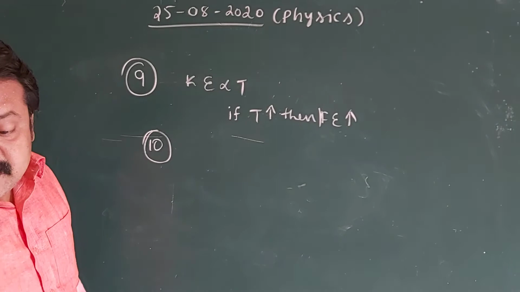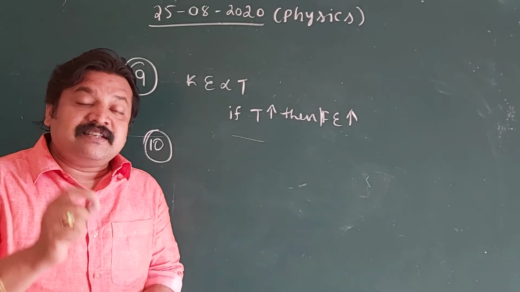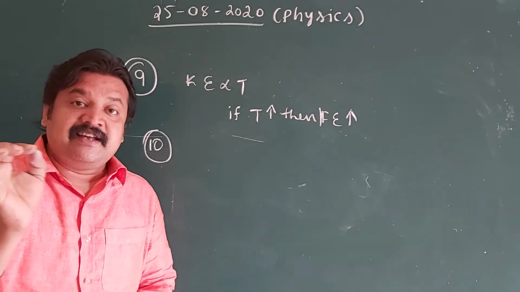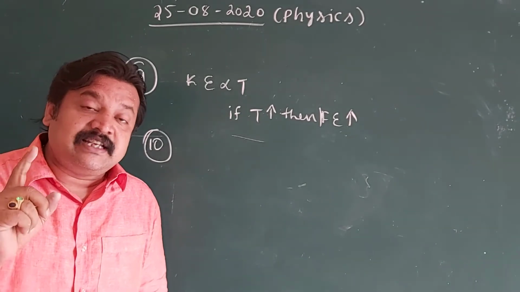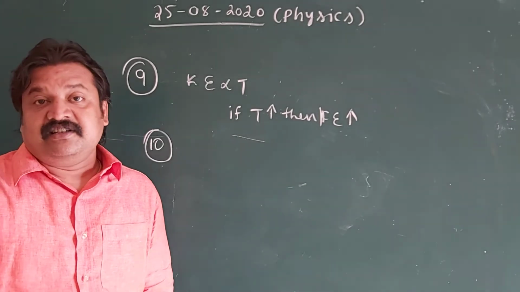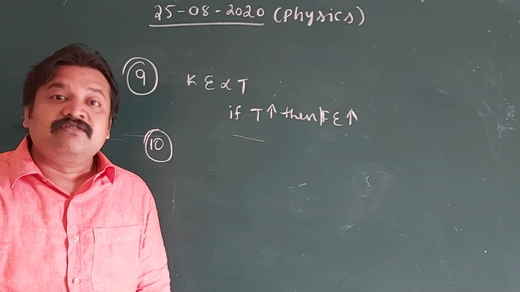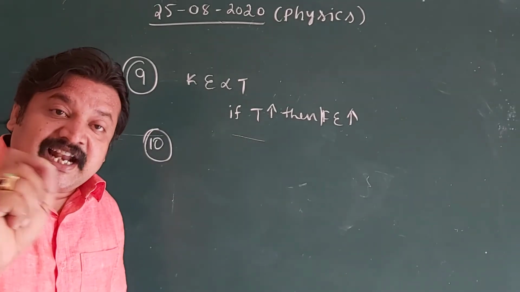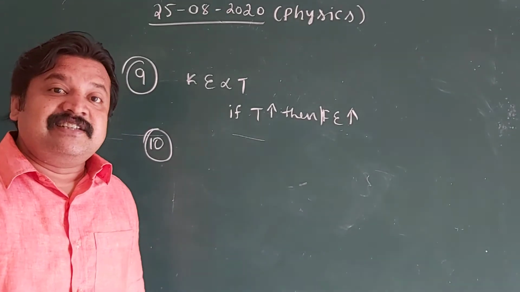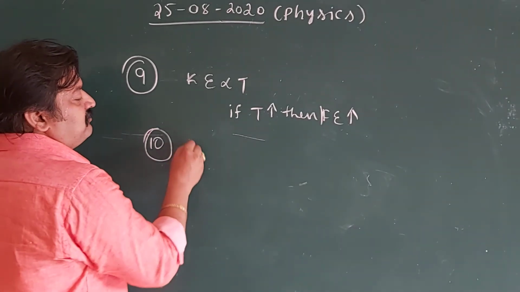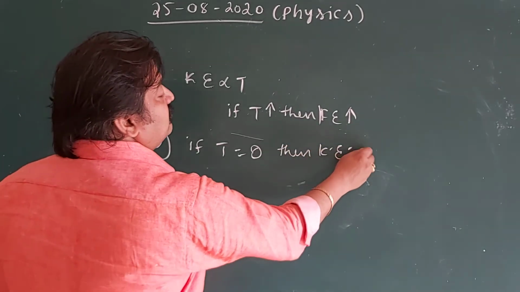10th question: at absolute zero temperature, the kinetic energy of the gas molecules, we already discussed. Every gas molecule, even in an ideal gas, can have its own orientation of collision. But whenever it comes to absolute zero, it is nothing but 0 Kelvin, not 0 degrees Celsius. At 0 Kelvin, the motion of the molecules ceases. Whenever the motion of the molecules ceases, they cannot have collisions. As per the kinetic theory, kinetic energy is directly proportional to absolute temperature. Hence, if T is equal to 0, then kinetic energy is also equal to 0.